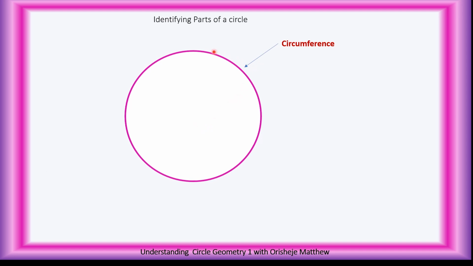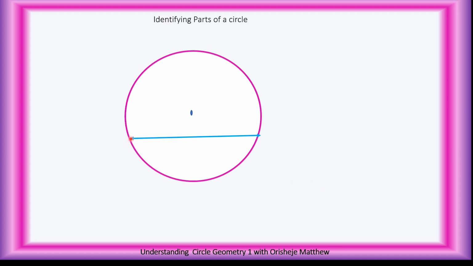Identifying parts of the circle. Given a circle, this is the circumference. You have the center of the circle. A line connecting the center of the circle to the circumference is known as the radius. A line that passes through the center of the circle, which is a combination of two radii, is called the diameter. And the diameter divides the circle into two equal parts, which are called semicircles.